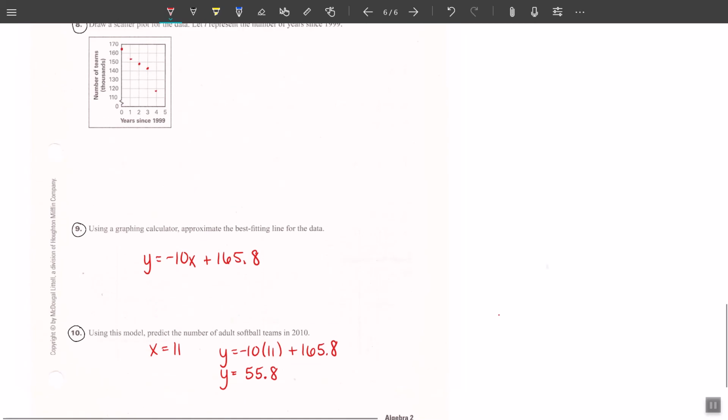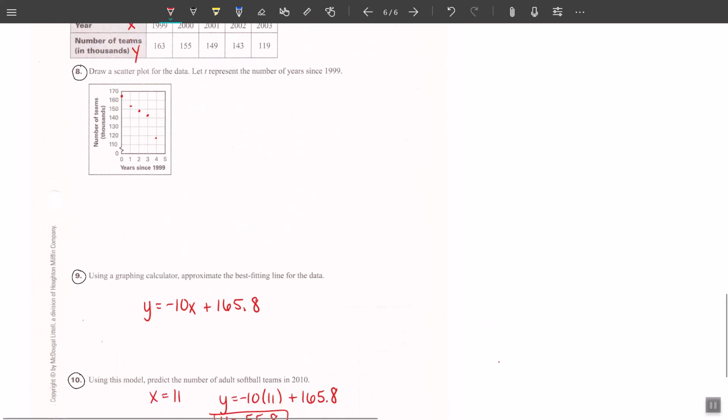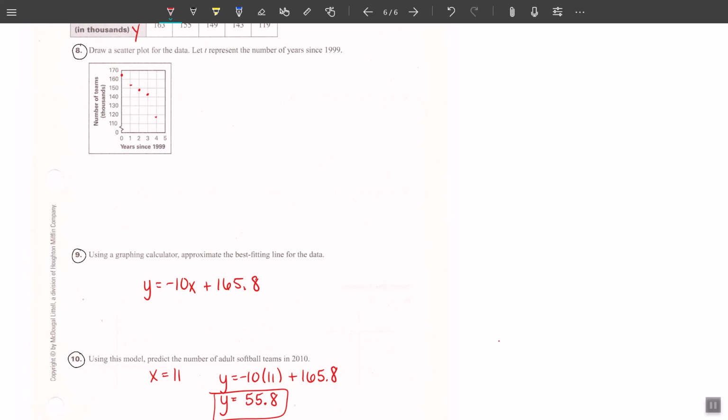If you go back and look at how that fits into the data up at the top, you can see that it has been declining. So we do have negative correlation. There are fewer softball teams as the years go on from 1999. And so what we got when we evaluated makes sense with what we're seeing with the data, which gives you a good indication that you were on the right track and have the right answer.